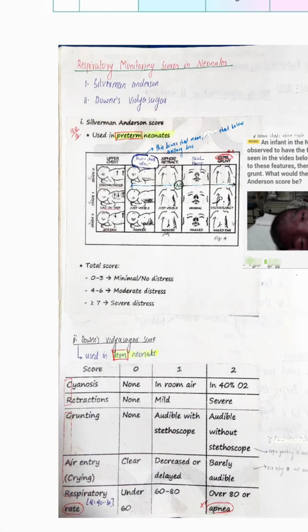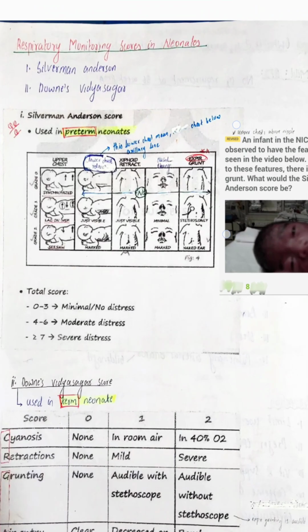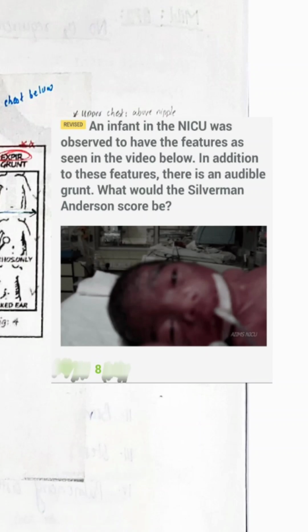In the history of AIMS, they have asked only one question on the Silverman Anderson score. They give a video and ask you to calculate the Silverman Anderson score. Just remember the answer to this question, if they want to ask it. Its answer would be 8. That's enough.